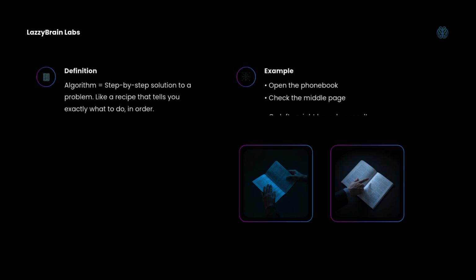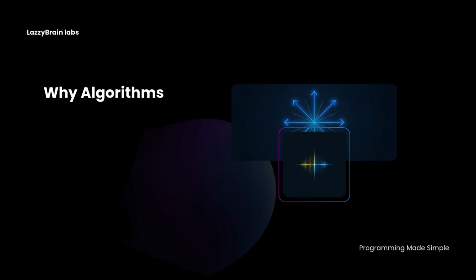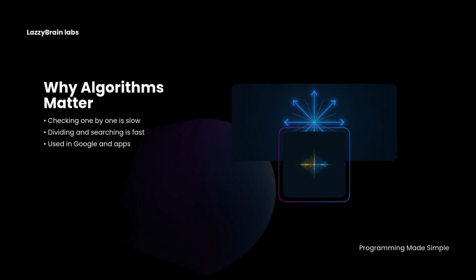Now comes a very important concept: algorithm. An algorithm is simply a step-by-step solution to a problem. Imagine you are searching for a name in a phone book. You don't check page by page. Instead, you open the middle, check, and then go left or right. This smart way of solving problems is called an algorithm. This is exactly how search engines like Google work.